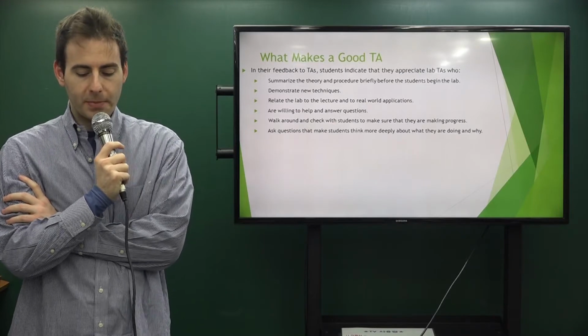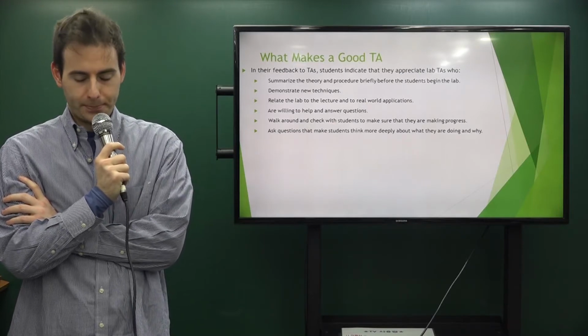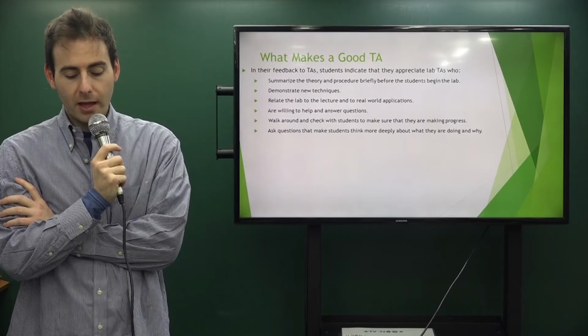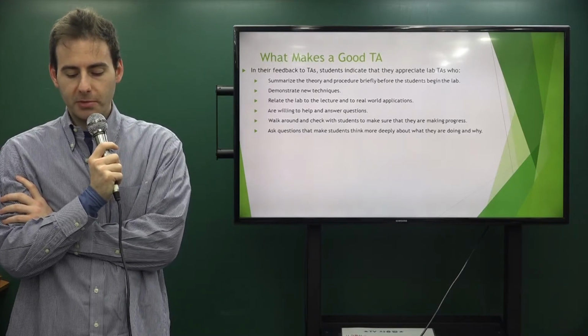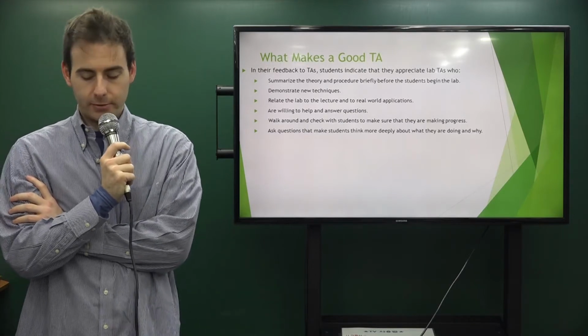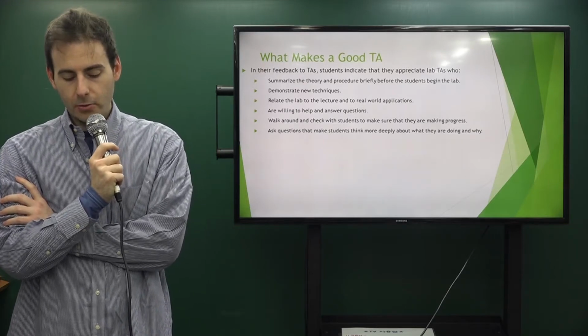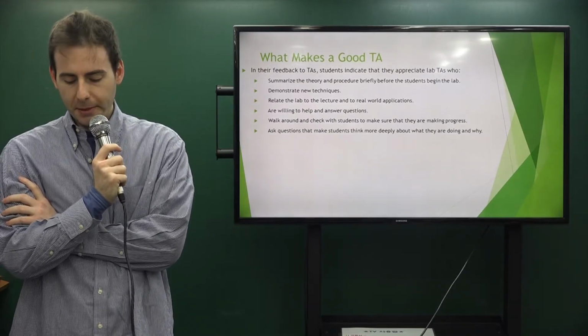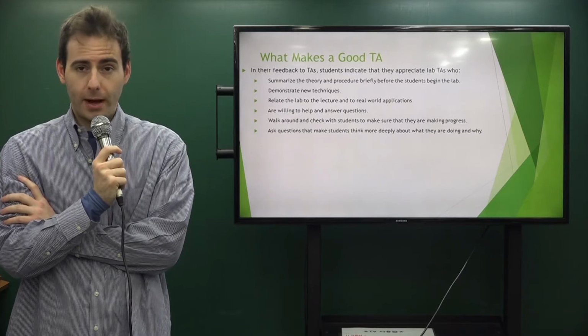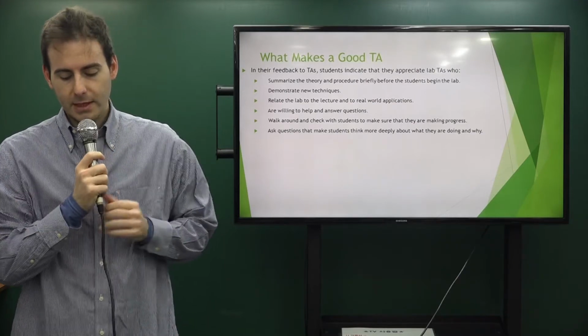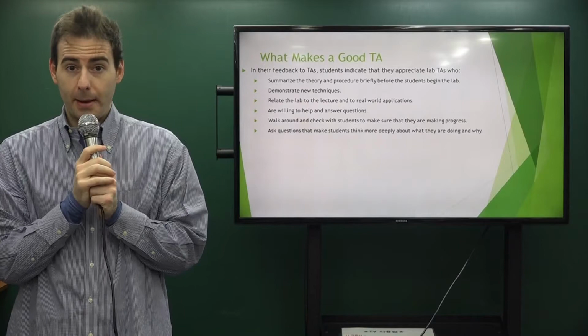Teachers who are willing to help and answer questions are always prized. During the lab, walk around and check with students to make sure that they are making progress. Ask questions that make students think more deeply about what they are doing and why. This will give them a greater understanding of the lab.